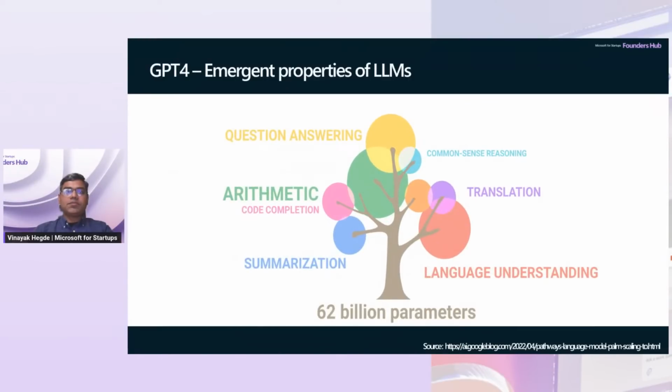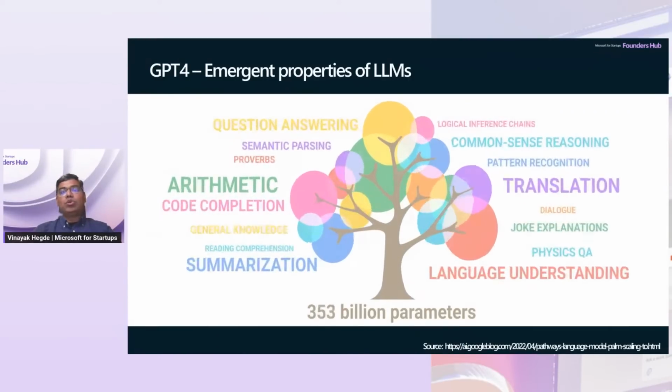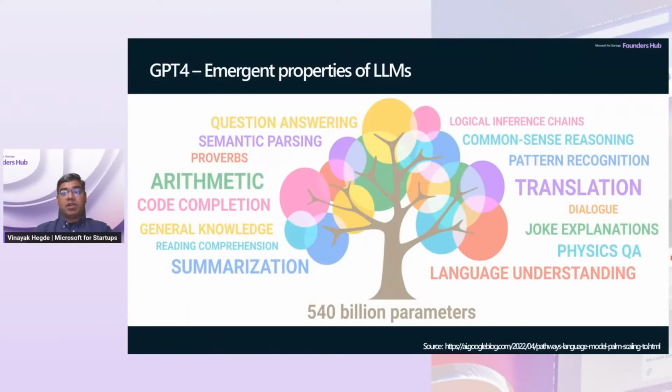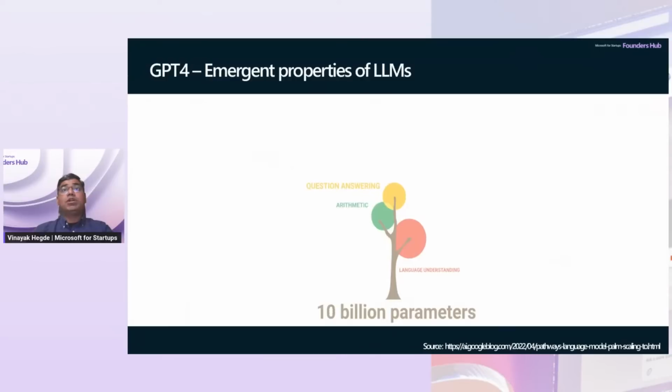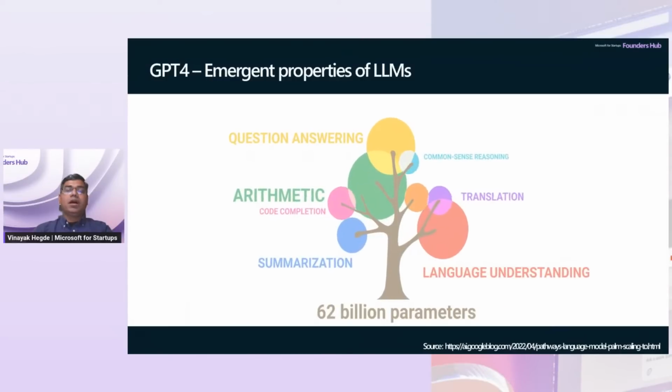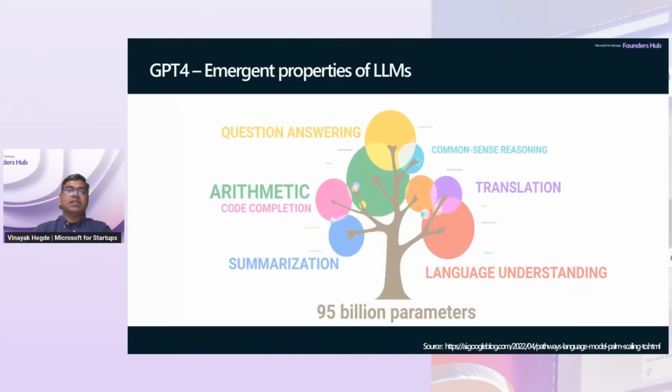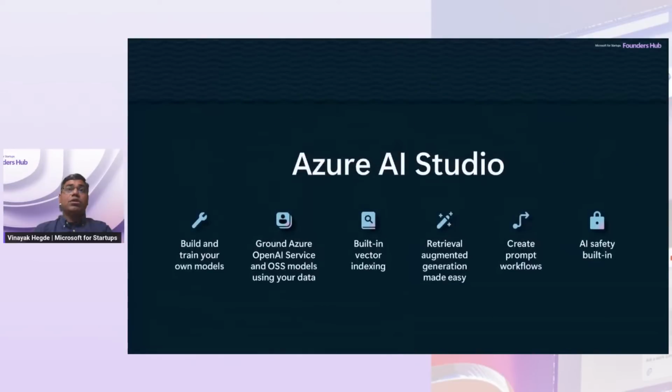So this is why foundation models are so different from whatever we have seen in machine learning and AI so far. So again, now that you know what LLMs are capable of, let's talk about the tools that will be required to build something like this. With that, I want to talk about Azure AI Studio. I'll be showing Azure AI Studio a little further on in the slides, but I just want to tell you what all it's capable of.